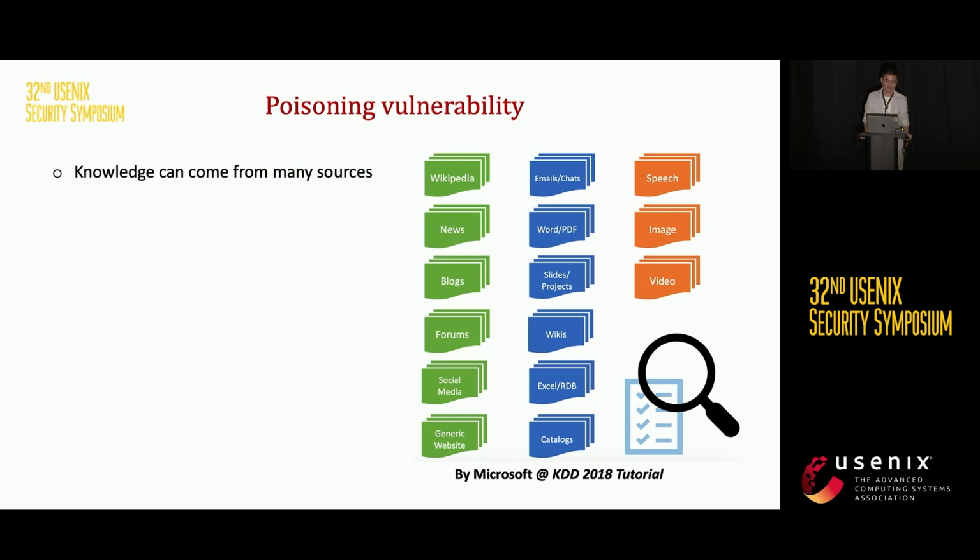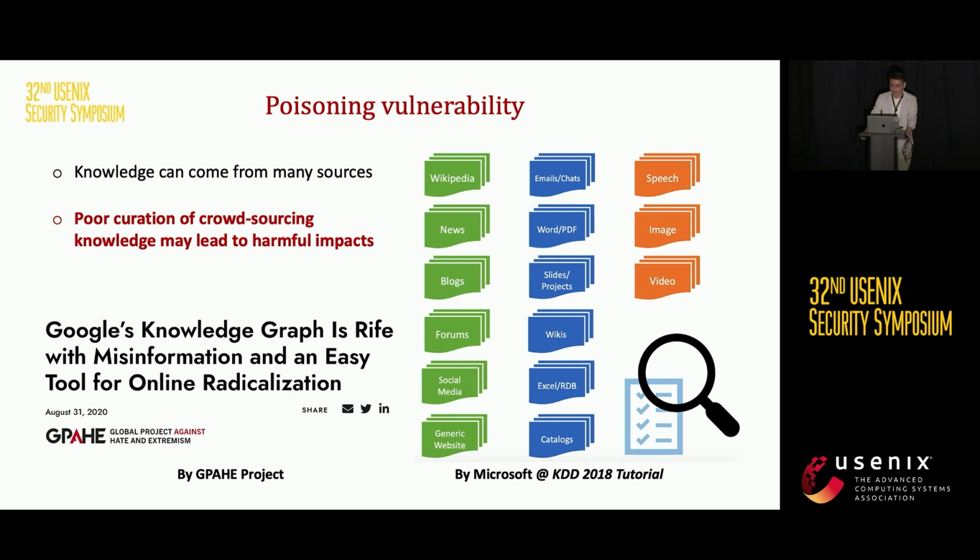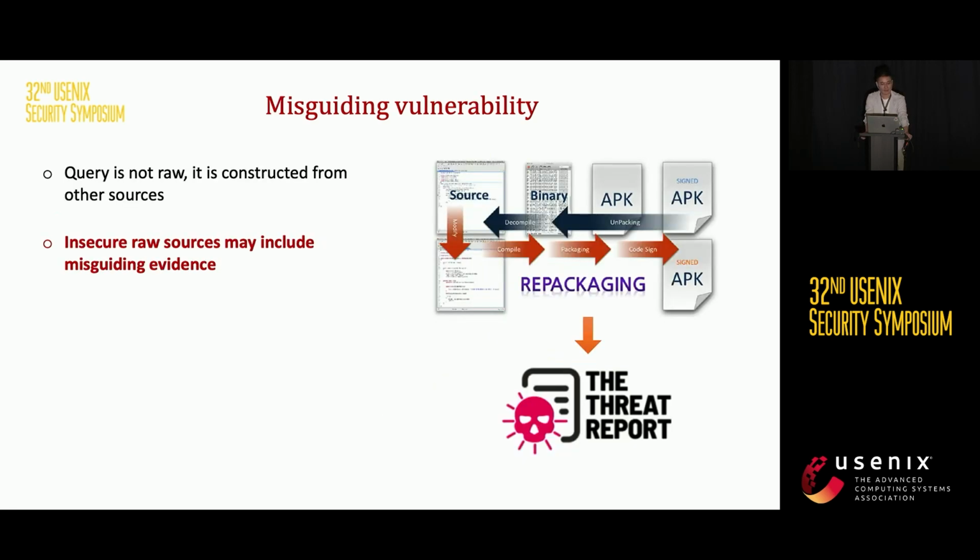Given such a pipeline, we notice that the knowledge can come from a lot of sources. It is intensively reported that a knowledge graph built from poorly curated crowdsourced knowledge may lead to very harmful impacts. For example, Google's knowledge graph is reported to contain a lot of misinformation. Besides the poisoning vulnerability, we also want to point out that since the query is not raw, but constructed from other sources, it's possible that insecure raw sources may include misguiding evidence.